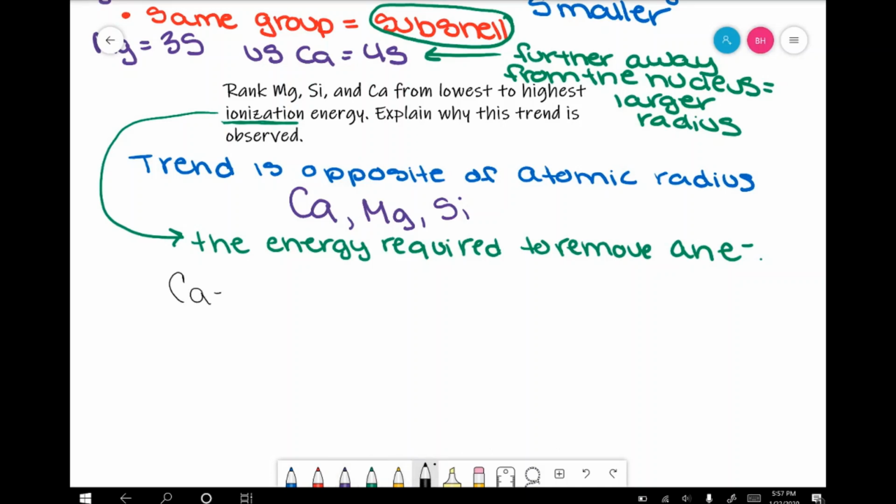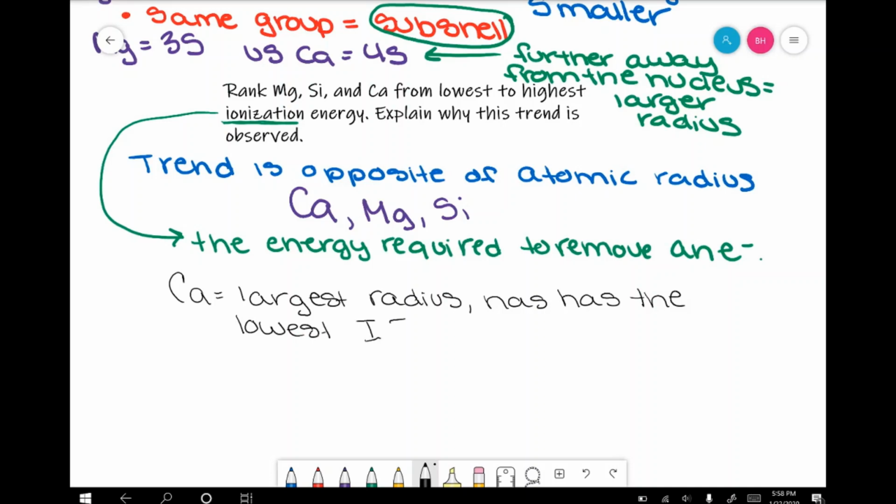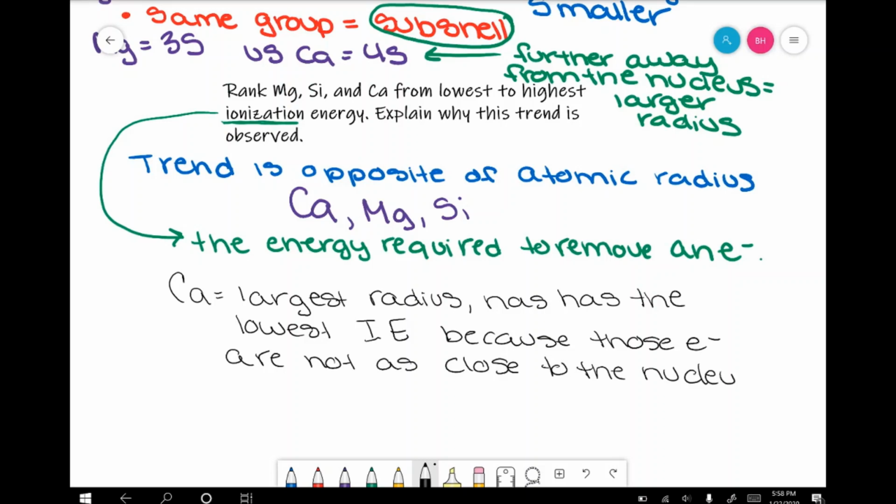So let's think about this. Calcium, which has the largest radius, has the lowest ionization energy, and I'm going to abbreviate ionization energy by just putting IE, and that's because those electrons are not as close to the nucleus, so the attraction is weaker, and electrons are easier to remove.